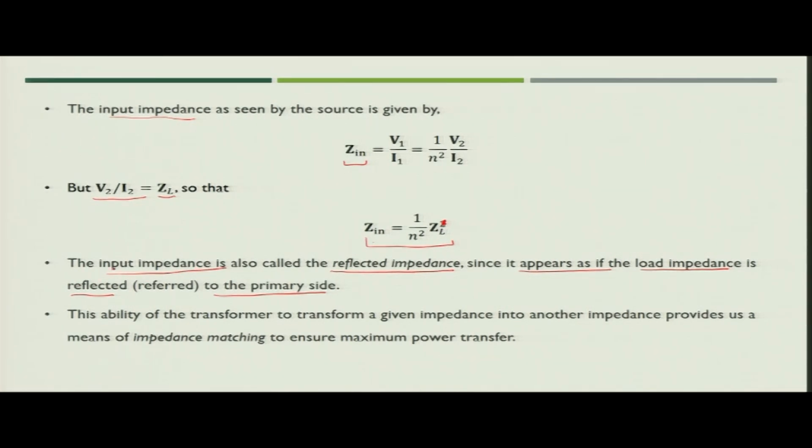So, sometimes you will see in the literature it is written as the load impedance reflected to primary side, and somewhere you will see that it is written as load impedance referred to the primary side. So, both are correct. In that case what you will do, you will take the load impedance and convert it as if it is connected to the primary side. Now, this ability of the transformer to transform a given impedance into another impedance will provide us a means of impedance matching, which will ensure the maximum power transfer.